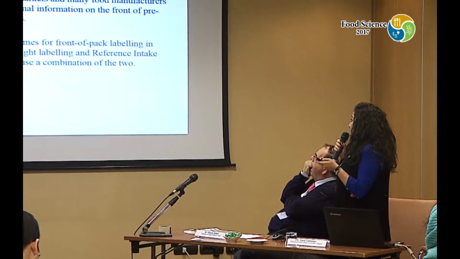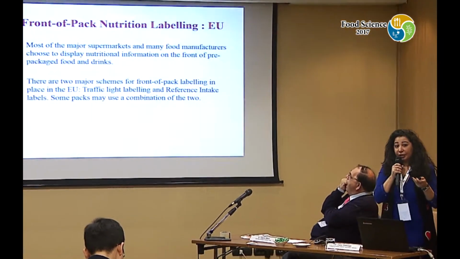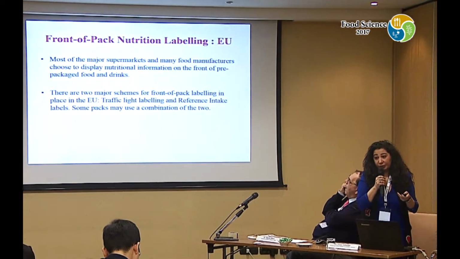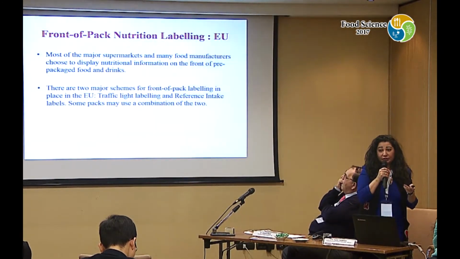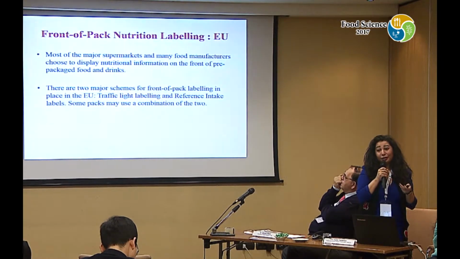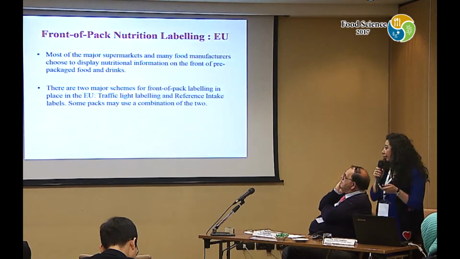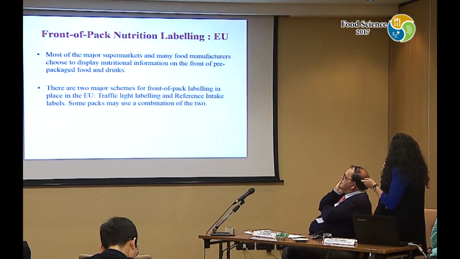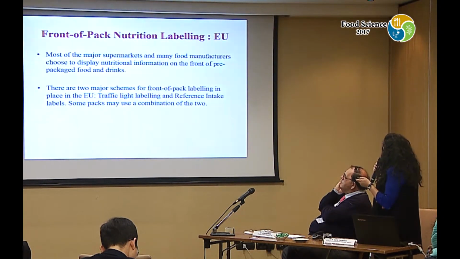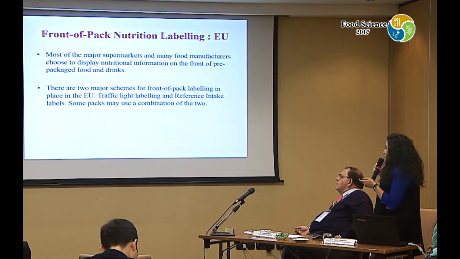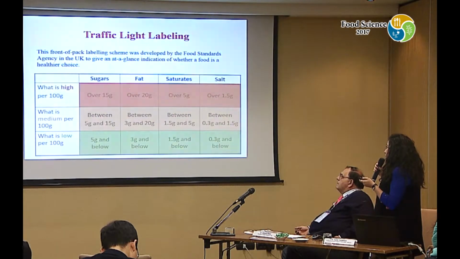What about the major supermarkets and what's happening with the labeling? We have two major labeling schemes in the EU, the traffic light and the reference intakes. We'll see later on what happened with France and how successful their new way of labeling is. Most of the major supermarkets and many food manufacturers choose to display nutritional information on the front of prepackaged food and drinks. There are two major schemes, the traffic light and reference intake. Sometimes they use a combination of the two.